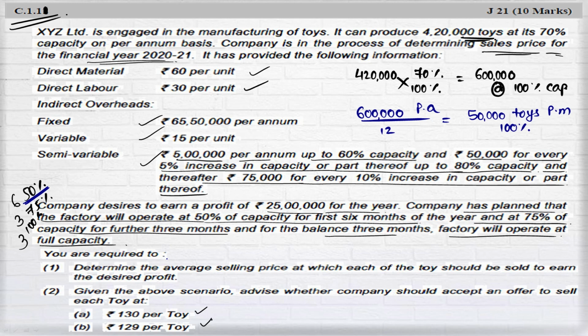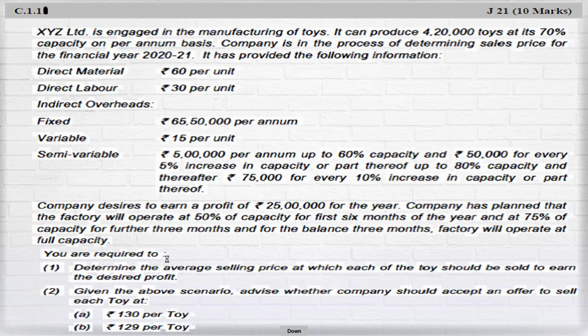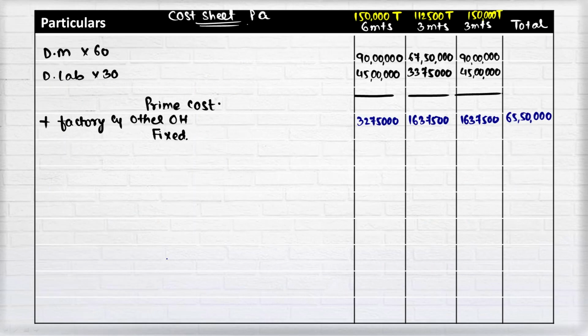My question is, should it be distributed in number of units produced? Should it not be distributed in number of units produced? Why? Because it is fixed. Fixed is not dependent upon number of units manufactured. Say in first 6 months, even if you were working at 10% capacity, the fixed cost would have remained thus.